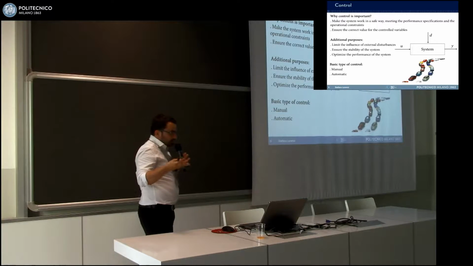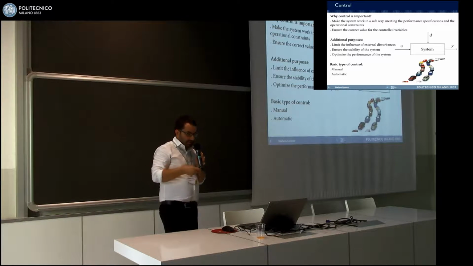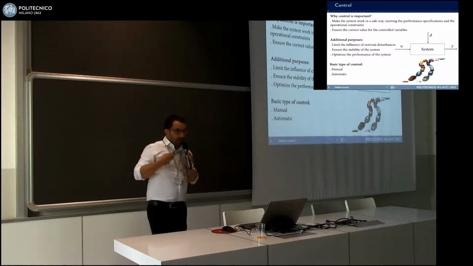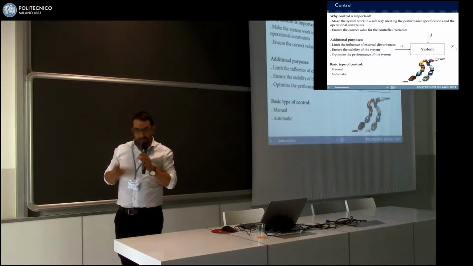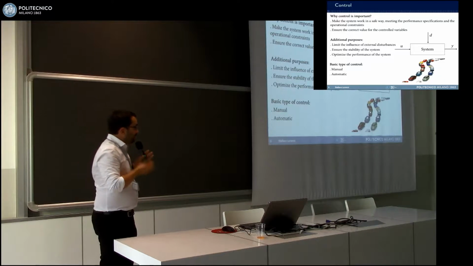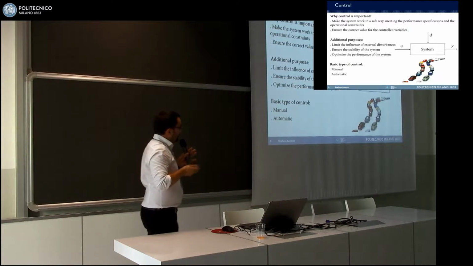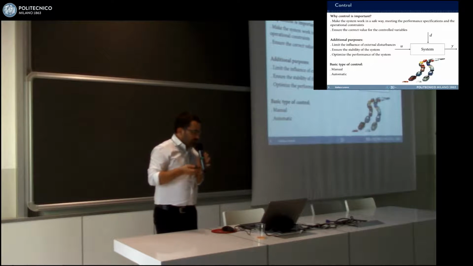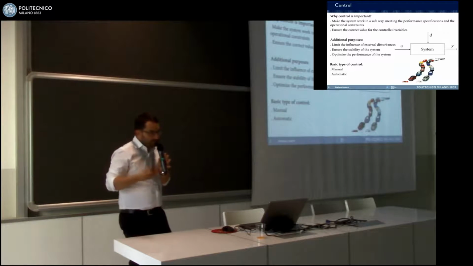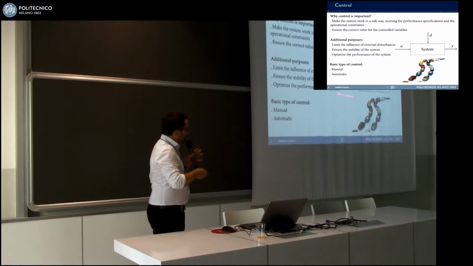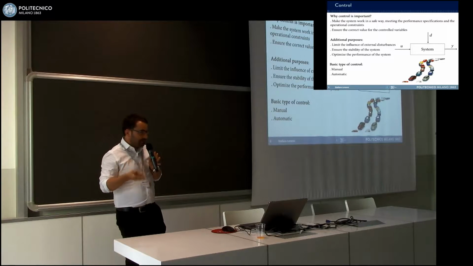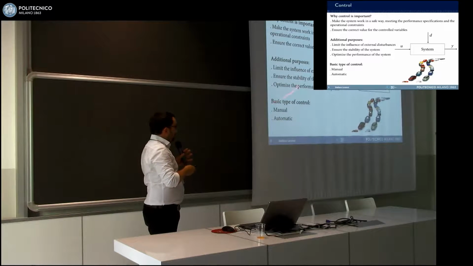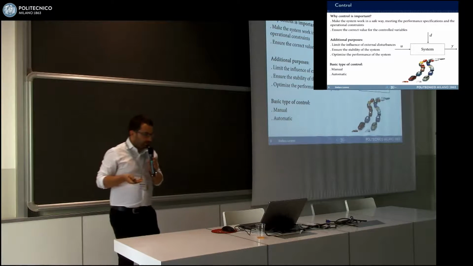We have other additional purposes. For example, we want to limit the influence of external disturbances. There is no system without disturbances. All our systems are affected by disturbances, and we want to limit their influence. In addition, we want to ensure the stability of the system. We don't want our control action to make the system unsafe. And then obviously we want to at least try to optimize the performance of our system.